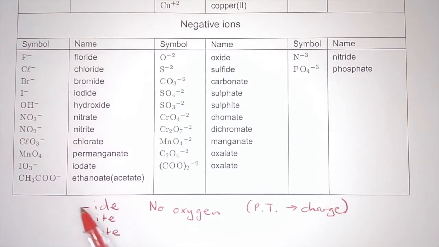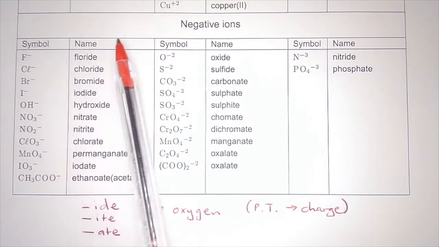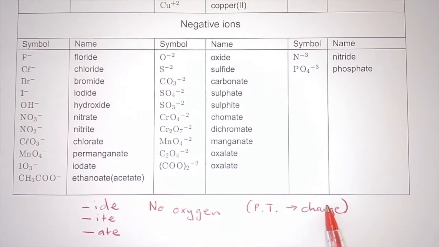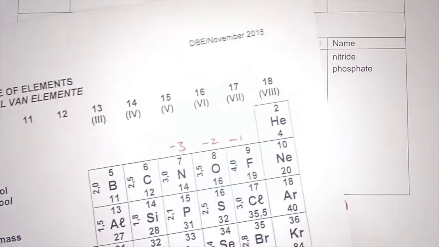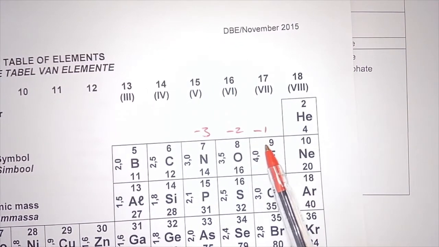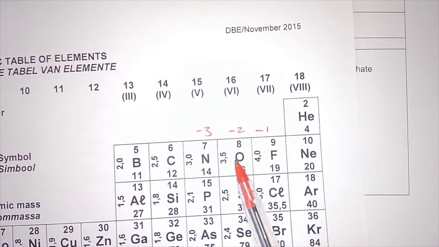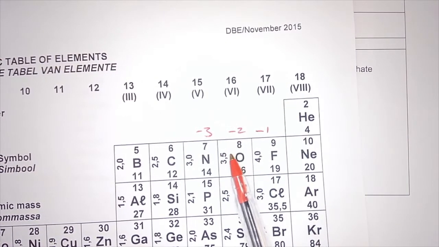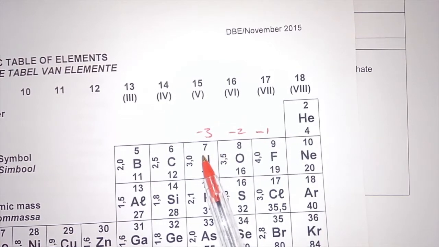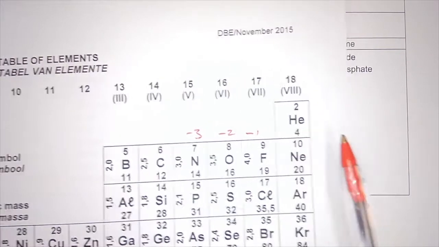So when something ends in "ide", there's not going to be any oxygen in here, and you can find their charge on the periodic table. Things in group 7 are going to be -1 because they need 1 electron to reach their noble gas structure. Things in group 6 are going to be -2. Things in group 5 are going to be -3.